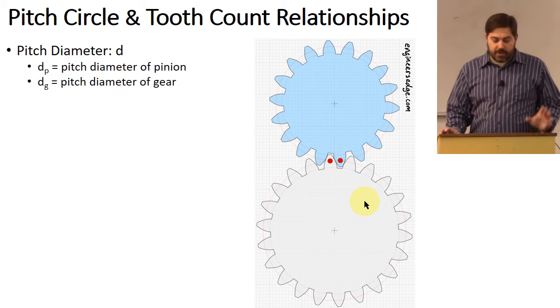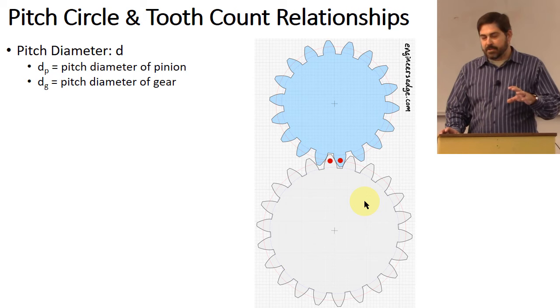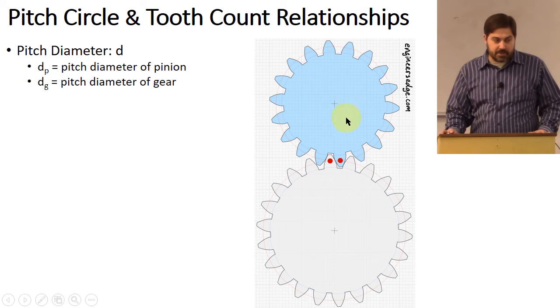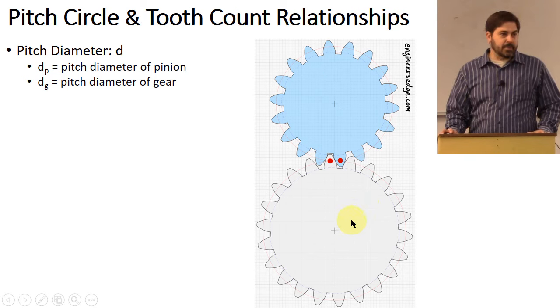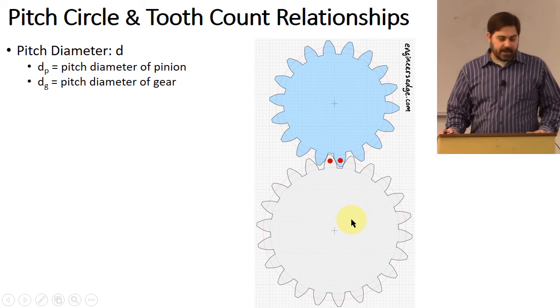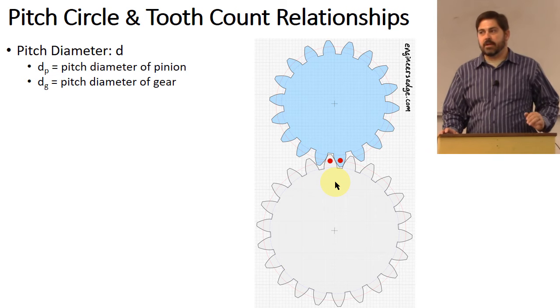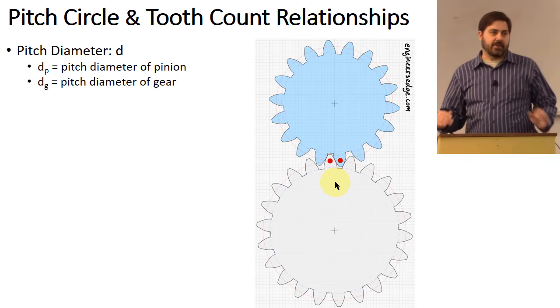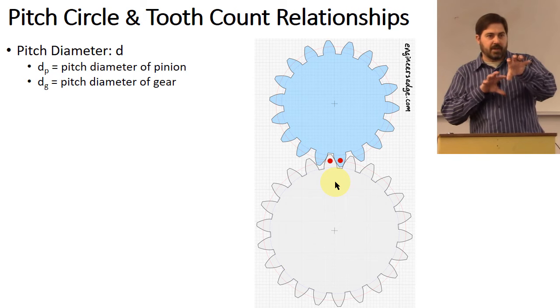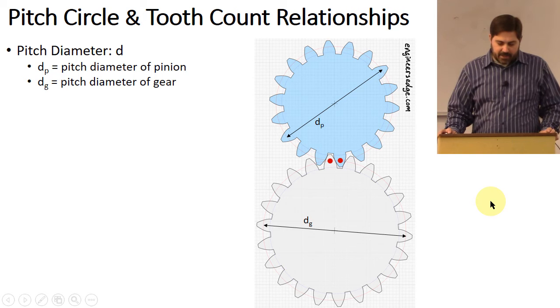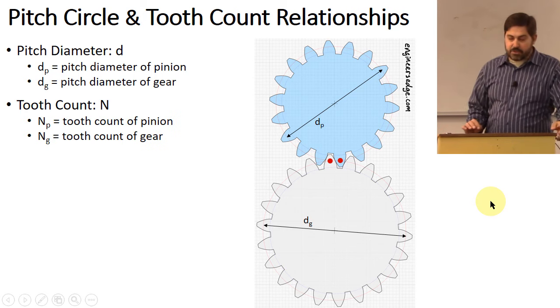Throughout my discussion here, I'm also going to be assuming that it is the pinion that is driving and the gear that is being driven, okay? That way we have in mind what direction that line of action is going to be oriented. The angle of that line of action is set by which one is driving and which one is driven. The next thing I'm going to show you is the idea of a tooth count.